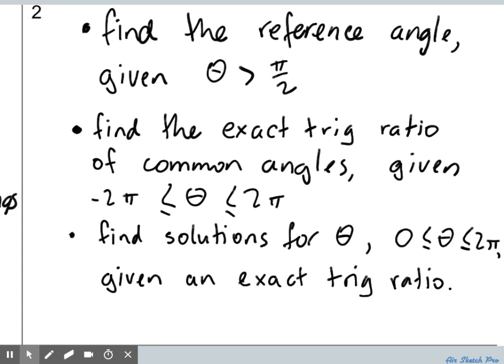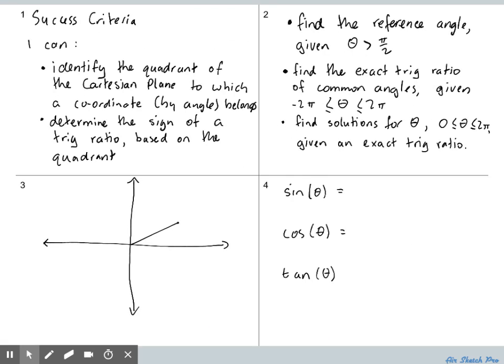And find solutions for theta, for the angle, given that theta is between 0 and 2 pi, given an exact trig ratio. Okay, so for example, it might be sine theta equals a half. What is theta? And you should be able to work that out. Okay, so before we do that, I'm just going to do a quick bit of reminder work, I suppose, on stuff we did from last unit.